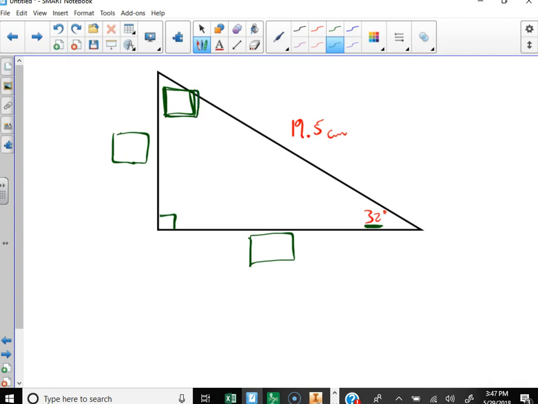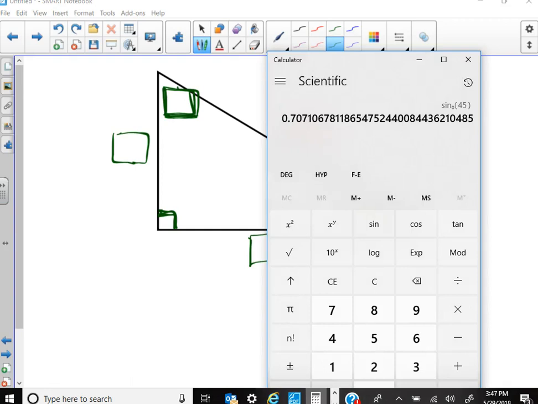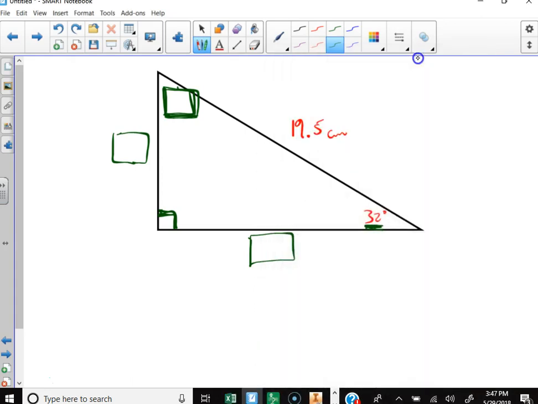I think the first thing we could do is to find this angle, because we know the angles of a triangle always add up to 180, which means since this one's 90, this angle and this one have to add up to 90 degrees. So I could go and grab a calculator and say, all right, 90 minus 32, get 58. So this is a 58-degree angle.